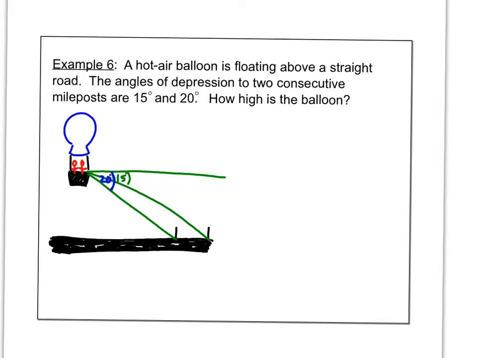We want to figure out how high up is the balloon. So we're looking for this distance right here. I'll call that X. That's what we want to find. When we dropped that down, we get a 90-degree angle down here.